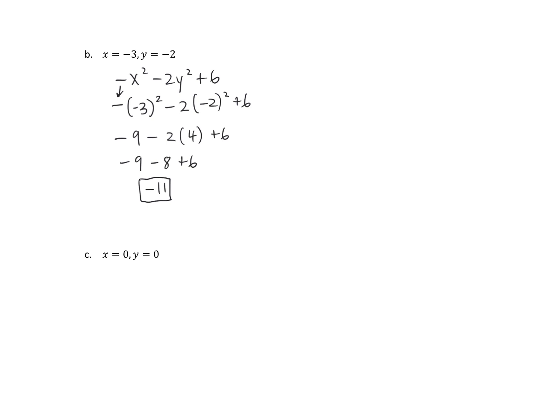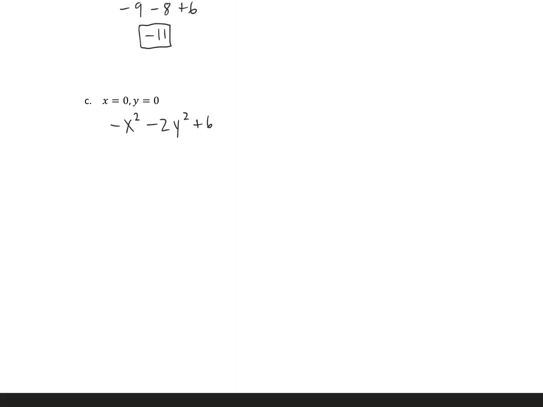Okay, my last one, I have negative x squared minus 2y squared plus 6, and I'm plugging in 0 for both x and y. So if I do that, I will get negative 0 squared minus 2 times 0 squared plus 6. Anything times 0 is 0, so 0 squared would be 0, so that's 0. This would be 0, so we're just left with 6.